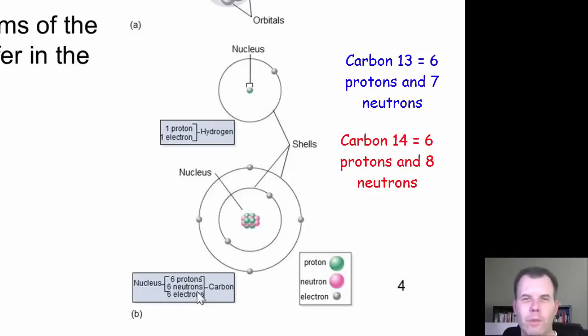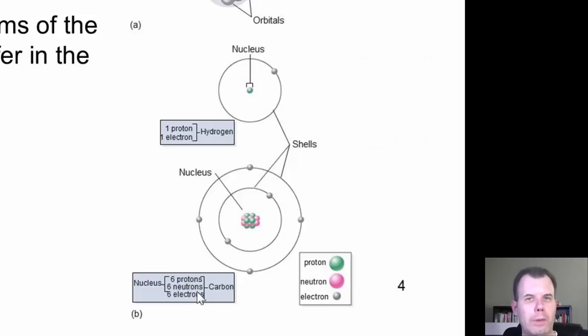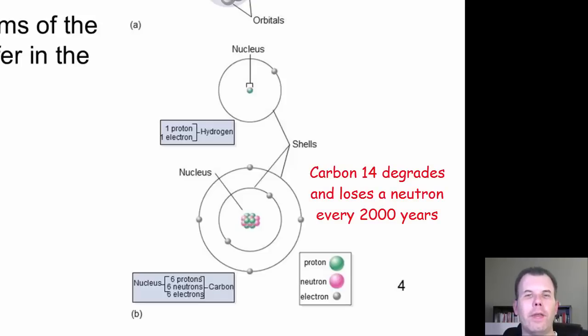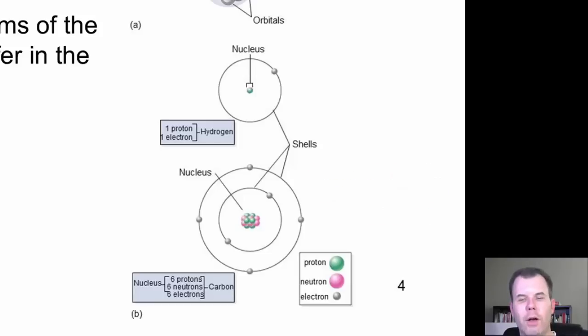Okay, now why is this important? Well, you probably have heard of something called carbon 14 dating. Carbon 14 dating is looking at how many atoms in an object are carbon 14 atoms. And so they can actually judge how old something is based on how many carbon 14 atoms are present in a solid or a substance. The younger something is, the more carbon 14 atoms you're going to have. Carbon 14 degrades over time to carbon 13 and then finally carbon 12, over a period of about 2,000 years. And so every 2,000 years you lose a carbon 14 atom.